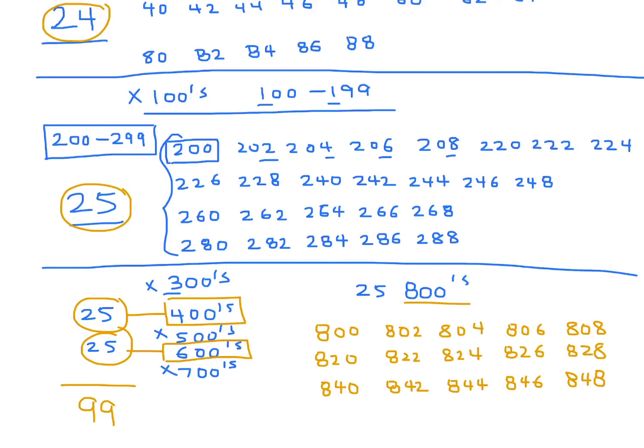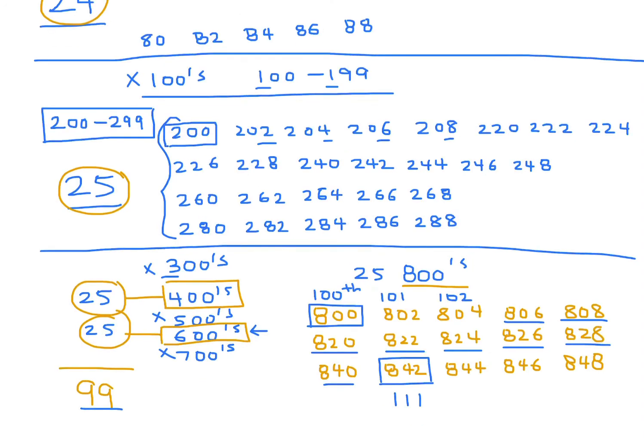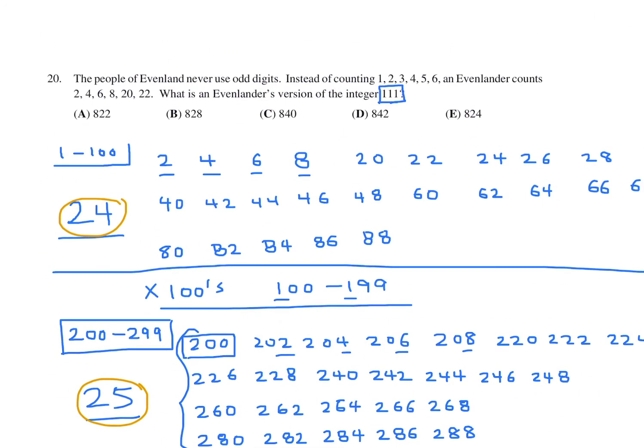So let's start counting here. Up until the 600s, we had 99 numbers that are allowed in even land. So once we get into the 800s, we get our 100th number, which is 800. This is our 101st number, 102, 103, 104, 105, 106, 107, 108, 109, 110, 111. This is our 111th number. So there you go. 842 is the Evenlanders' version of the 111th number allowed in this system. And that means 20. The answer is D.